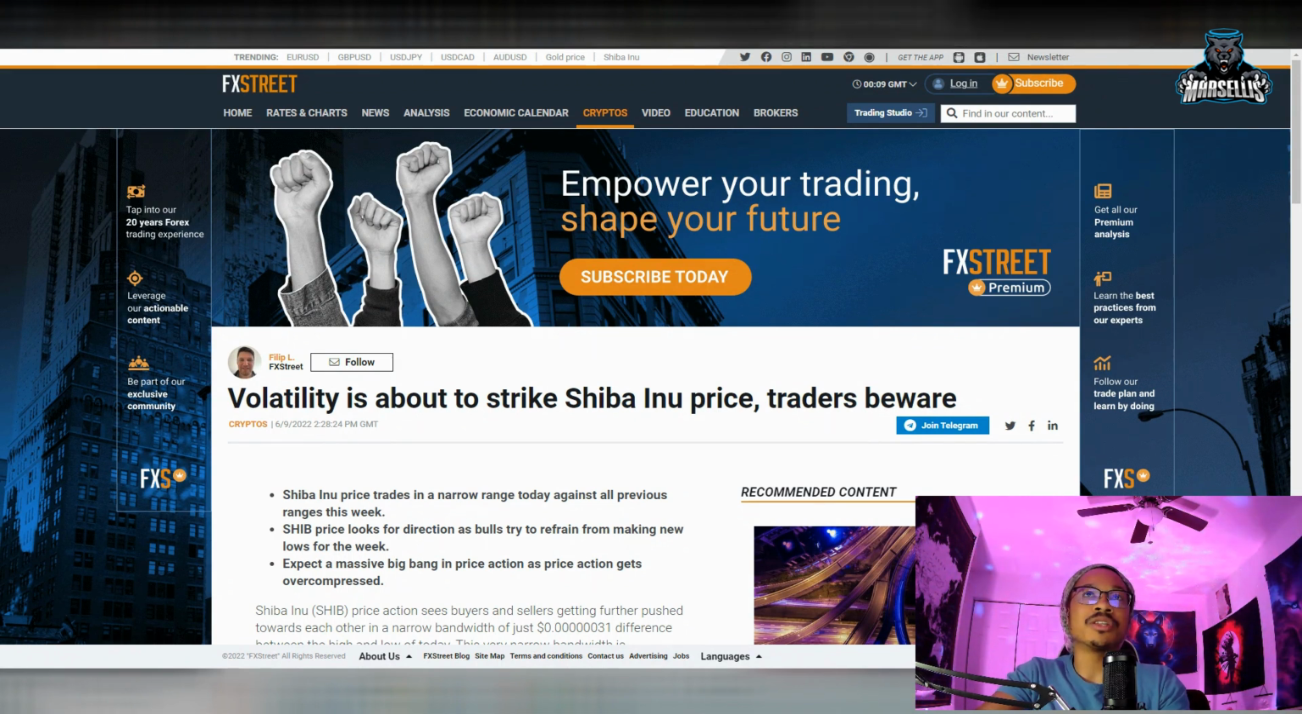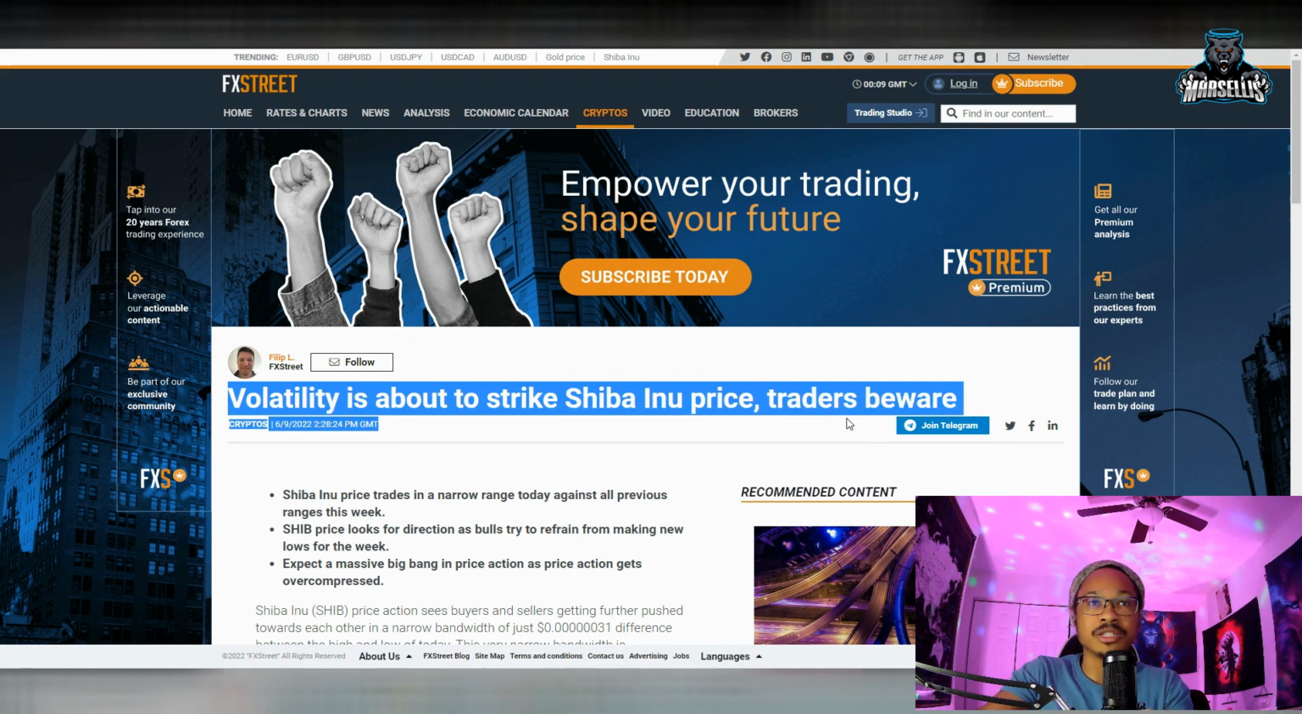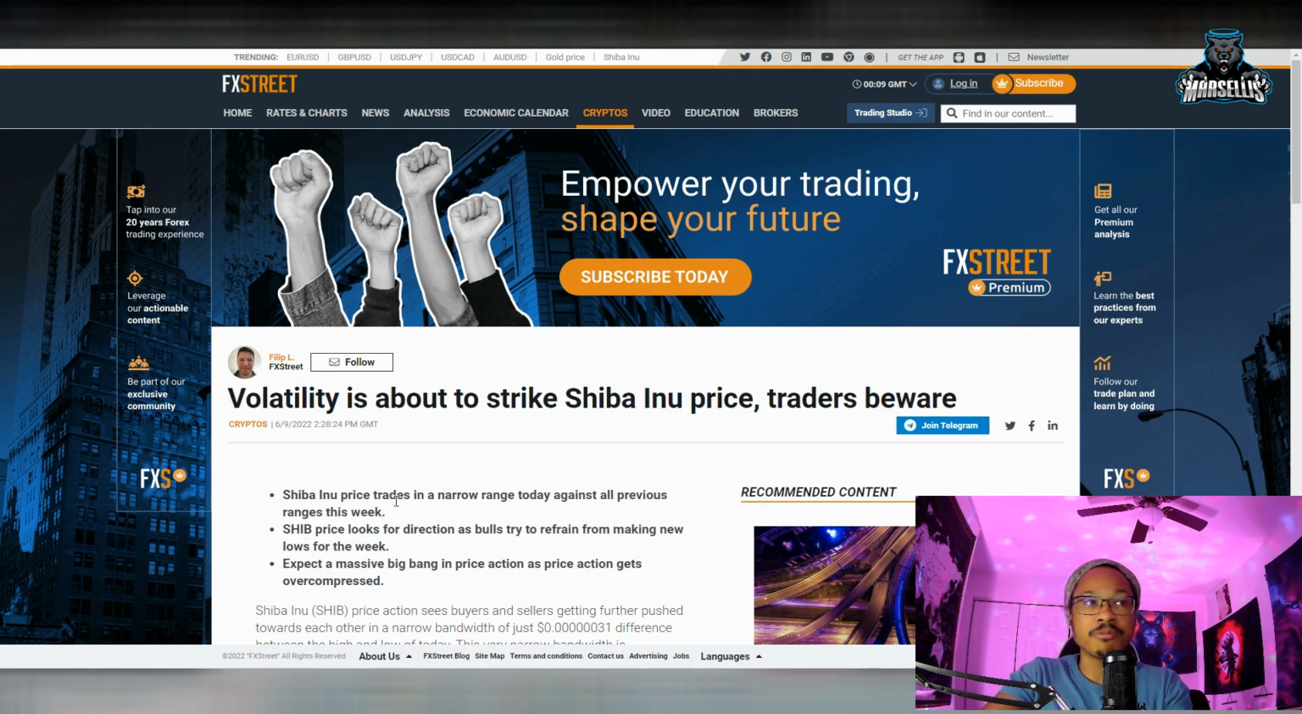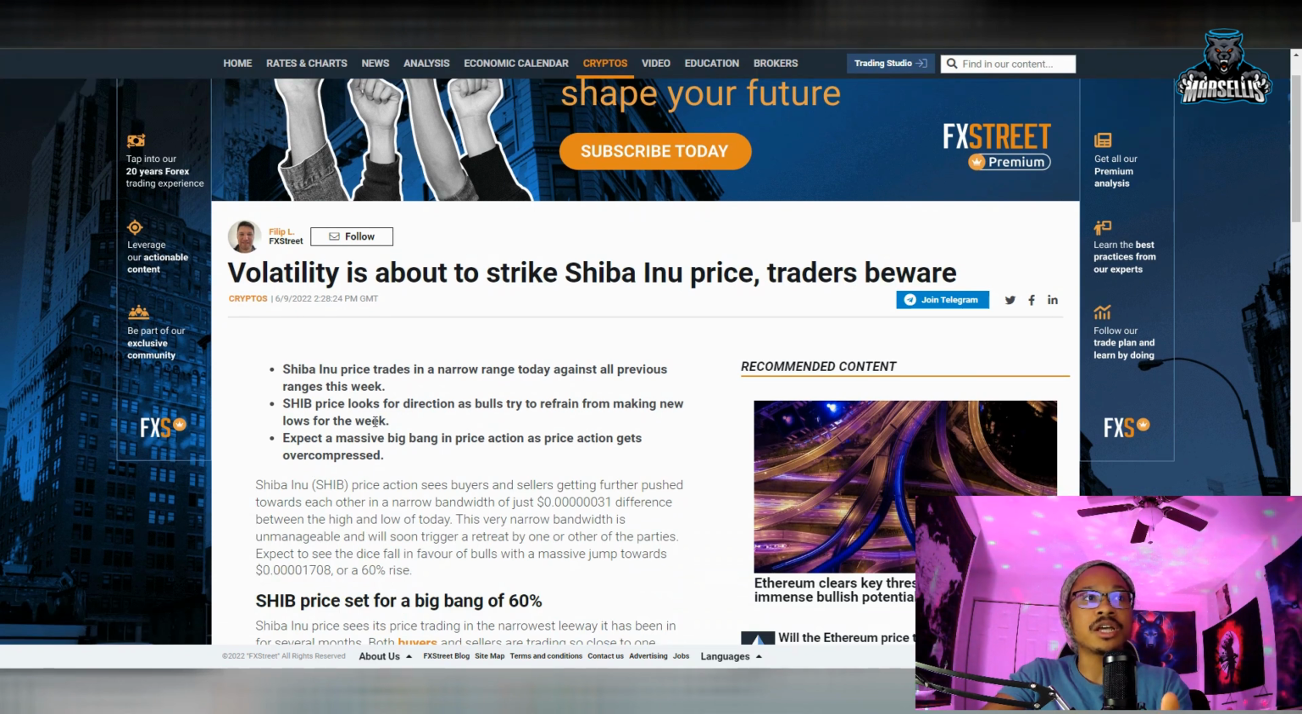Moving on from this, we want to talk about this article here from FX Street. Shout out to them for this. It says volatility is about to strike Shiba Inu price. Traders beware. It says Shiba Inu price trades in a narrow range today against all previous ranges this week. Shiba price looks for direction as bulls try to refrain from making new lows for the week. Expect a massive big bang in price action as price action gets overcompressed.